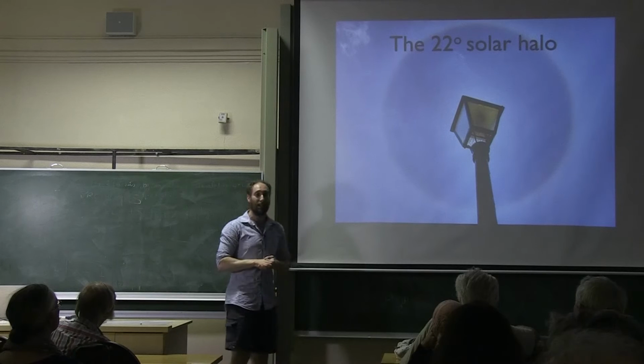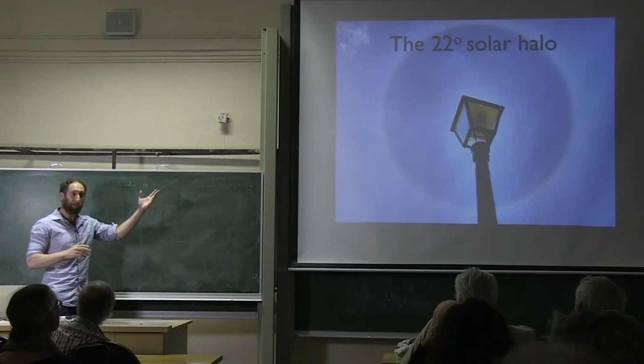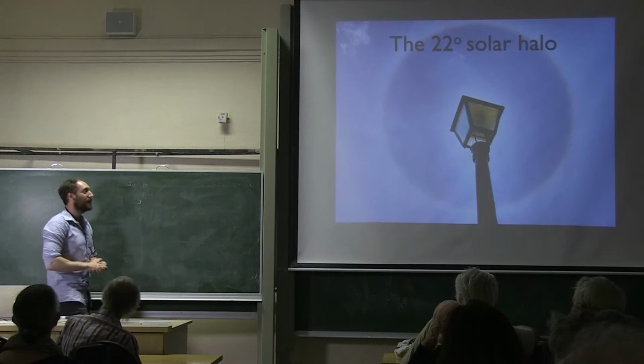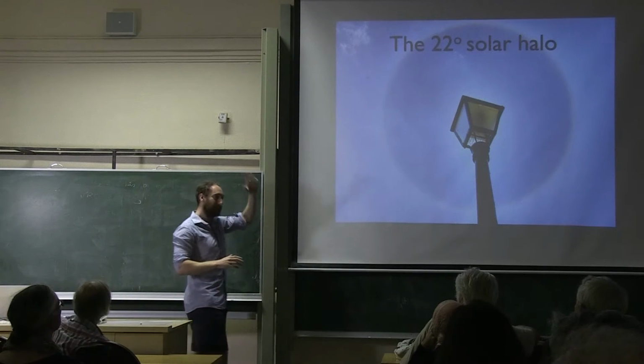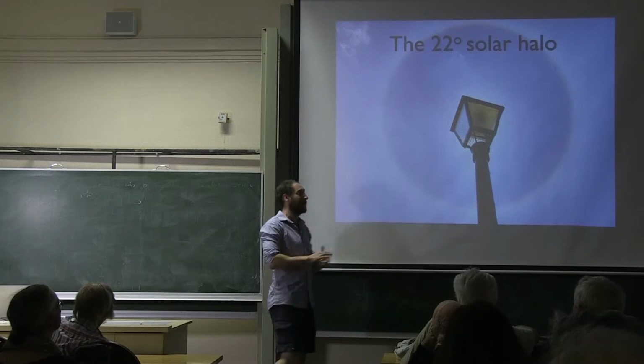Okay. So this was actually the first halo that I ever saw. This was in Spain, in Santiago de Compostela, and I'd read about them many times before. And one day I looked up, I was wearing sunglasses, which makes it easier to see them. I looked up and there was this perfect circle in the sky around the sun. And the lamppost there is just there so that it was easier to take a photo.